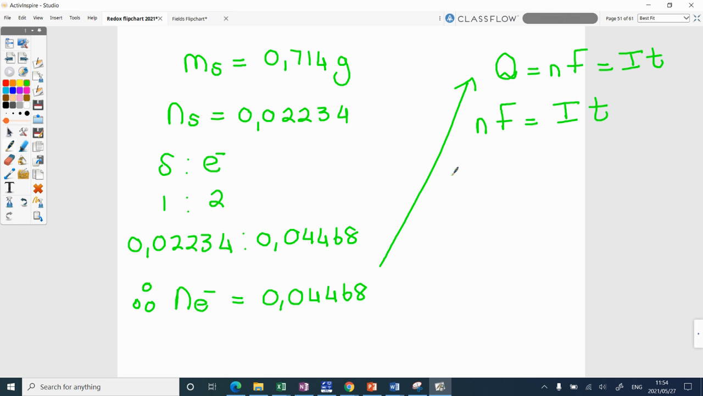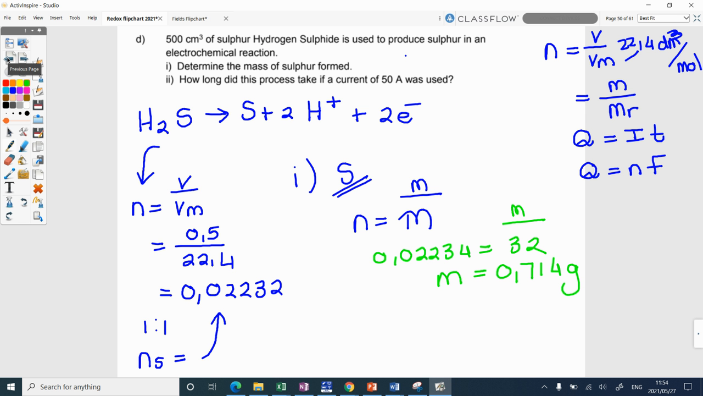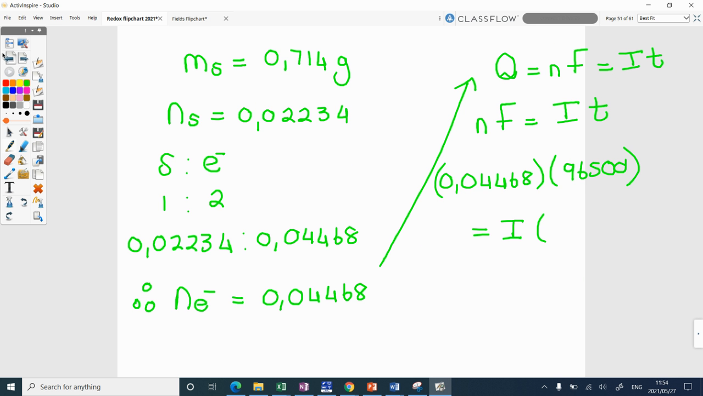The final answer, 86,161. Oh, they wanted time. 50 ampere, that's huge. Just tell me if it's seconds or hours. Seconds. But that's not the volume.